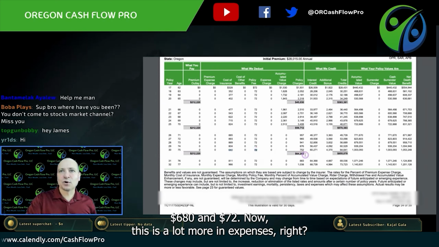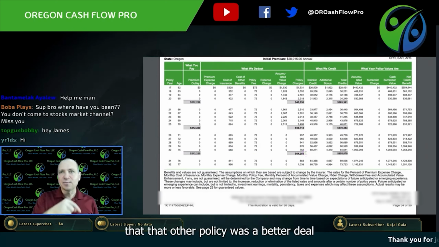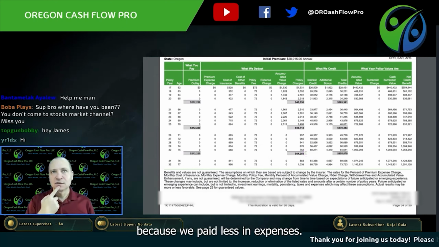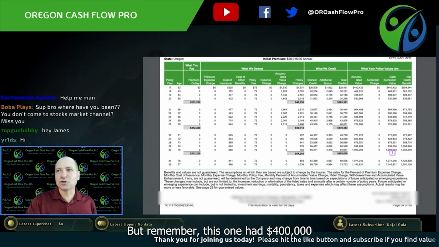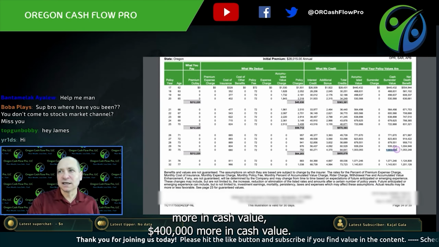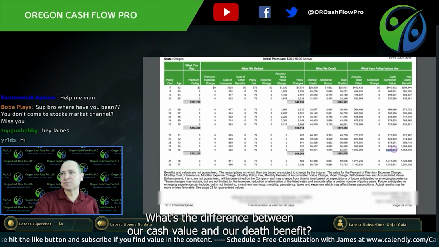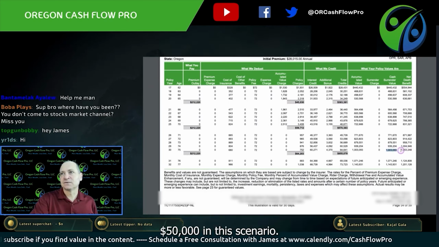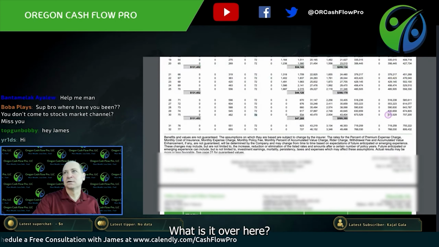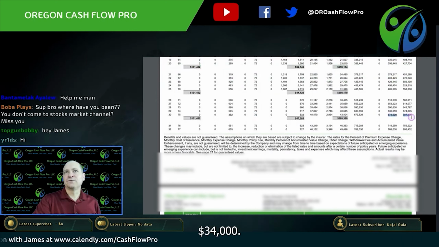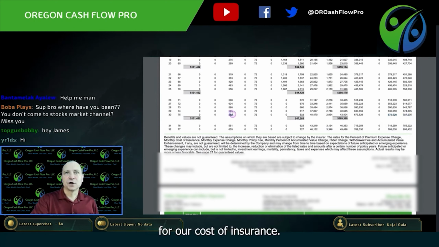Now, this is a lot more in expenses, right? So you might be thinking that other policy was a better deal because we paid less in expenses. But remember, this one had $400,000 more in cash value. What's the difference between our cash value and our death benefit? $50,000 in this scenario. What is it over here? $34,000. So that's the difference in cost for our cost of insurance.